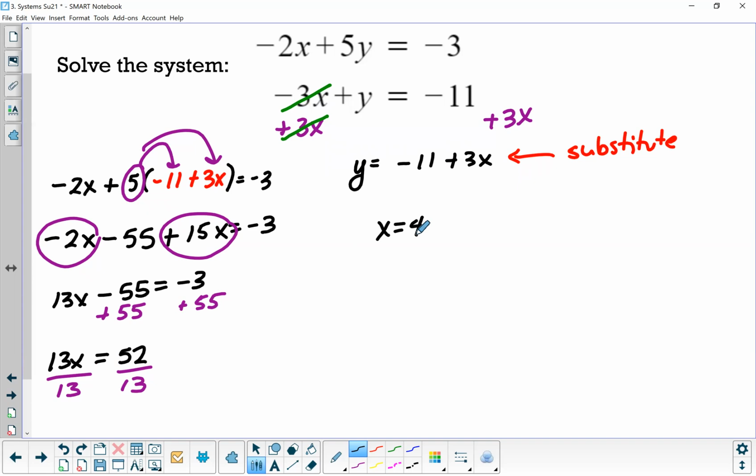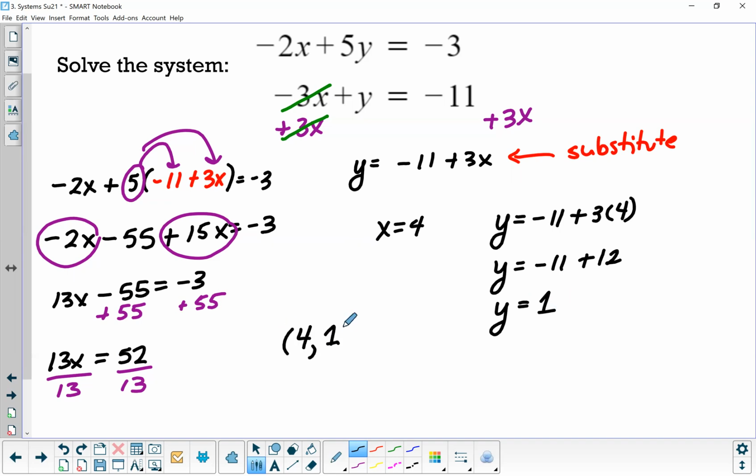All right, now I'm going to substitute 4. You can use any one of the original equations, or I like to use y equals negative 11 plus 3x because it's easy to finish solving for y. So we have y equals negative 11 plus 3 times 4. So that gives us y equals negative 11 plus 12. y equals 1. So our ordered pair is (4, 1). Got a lot of 1s for y.